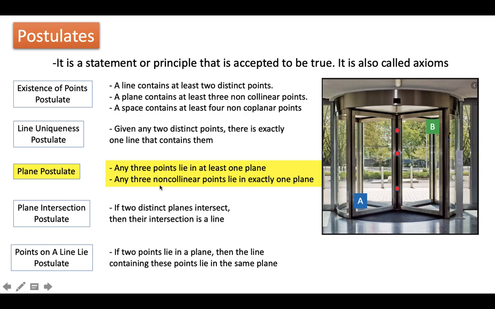Any three non-collinear points lie in exactly one plane. So if these points are non-collinear, it means they are not arranged in a straight line. So let's say these points are arranged like this. So they are non-collinear. So any three non-collinear points lie in exactly one plane. So these points are only contained in plane A. It is impossible for these points to be contained in plane A and at the same time in the other planes.